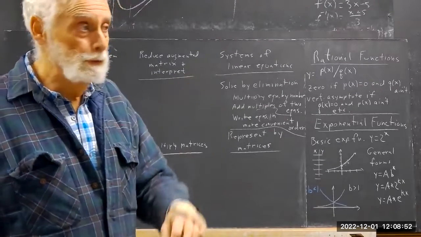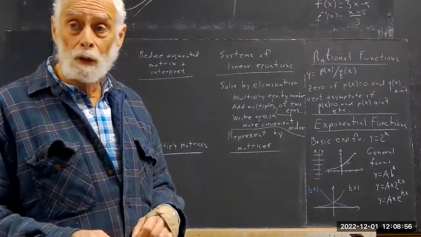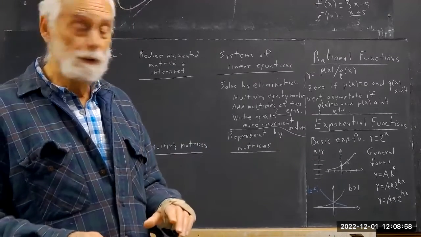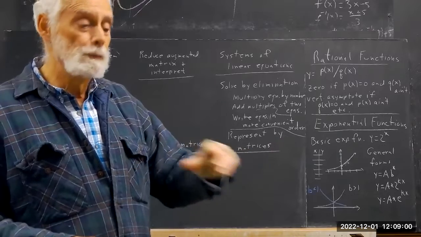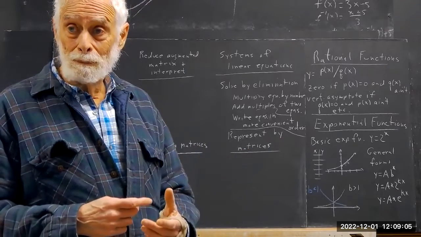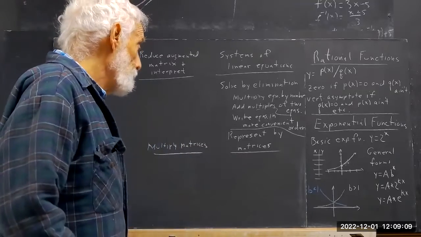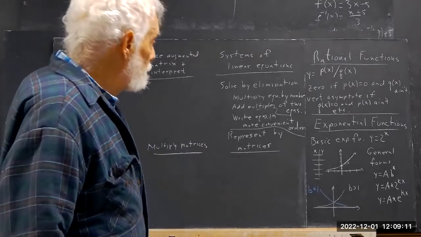Elimination, there are three things you can do. Change the order of the equations, multiply an equation by a number, or add multiples of two equations. Multiply one equation by a number, multiply another equation by a different number, add them up, preferably to eliminate a variable. Okay. Now, how do we represent by matrices?